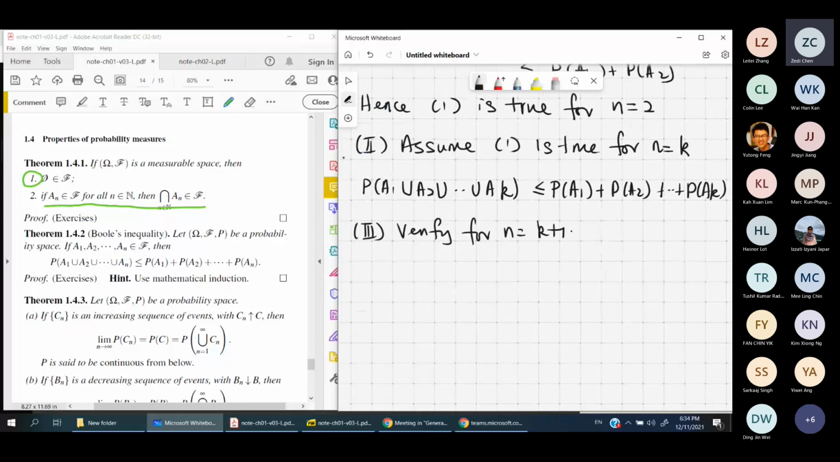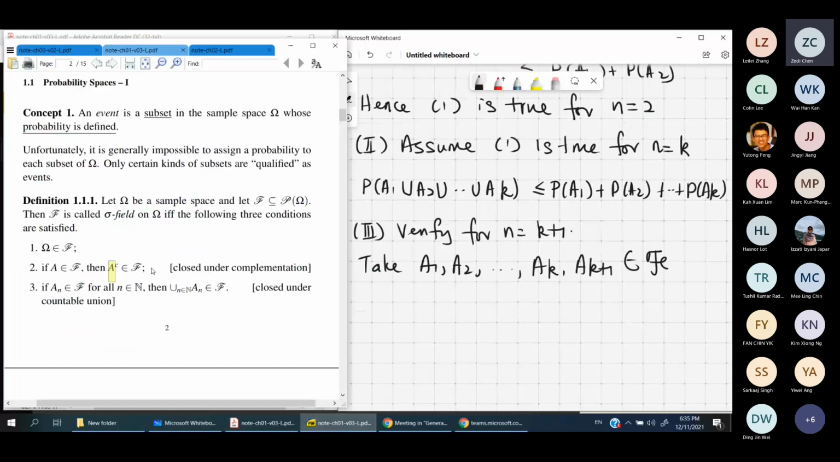Okay, so we look at it. First of all, we take A1, A2. Since we want to do it up to k plus 1, that means up to AK and AK plus 1 are events. Then we might need to move back to here. Again, you look at here. If it is an event for all n, then the union of them must be an event. So now we just focus on here.